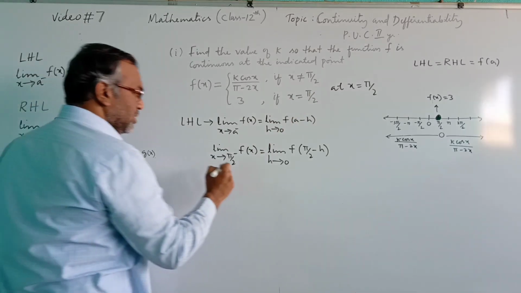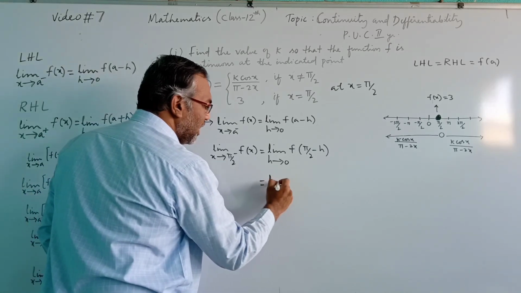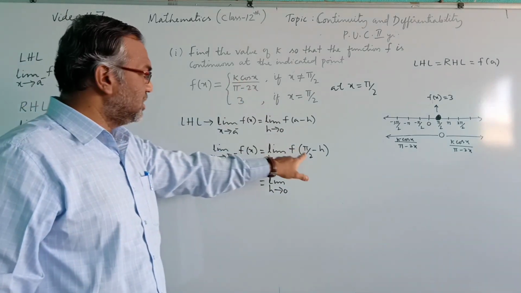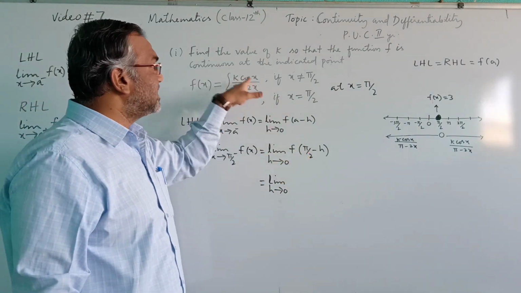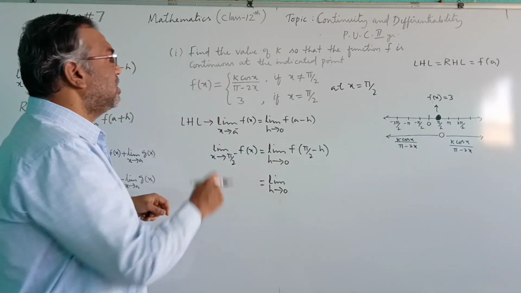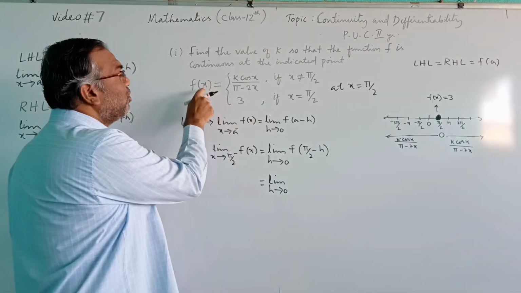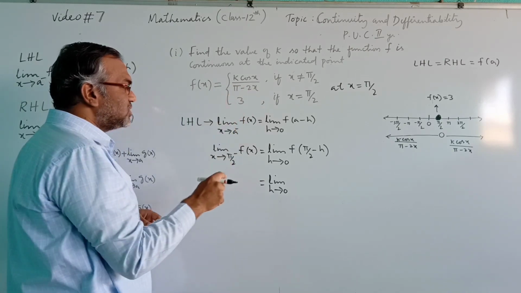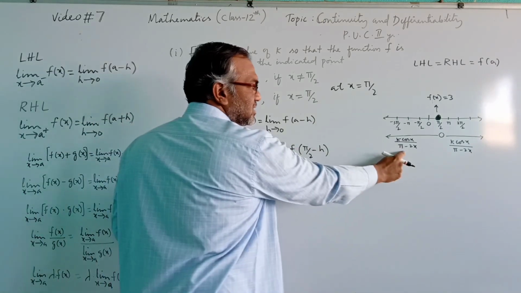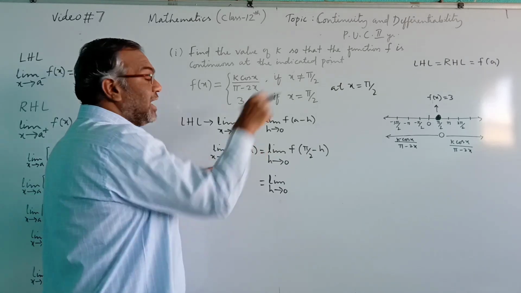Okay, now let's find the limit. Limit h tends to 0. What does it mean? It means in the given function, we have to replace x by pi by 2 minus h. So what is the given function? We have f of x equal to this, as well as f of x equal to 3. So should we take this or 3? That depends on the fact that we are finding the left hand limit. On the left side, this is the defined function, not 3. 3 is exactly at x is equal to pi by 2.